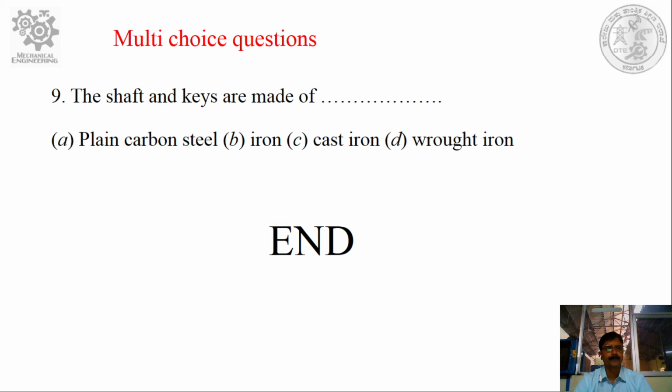Next question, the shaft and keys are made of dash. The choices are A, plain carbon steel, B, iron, C, cast iron, and D, wrought iron. The answer is plain carbon steel. Now that's all the theory part of this machine part, the rigid coupling.